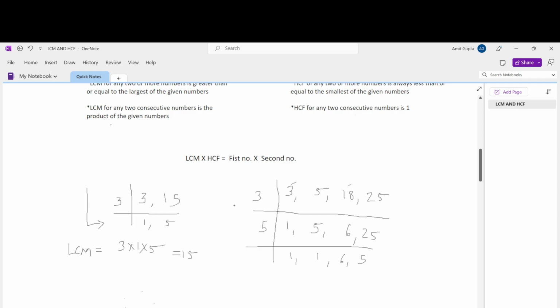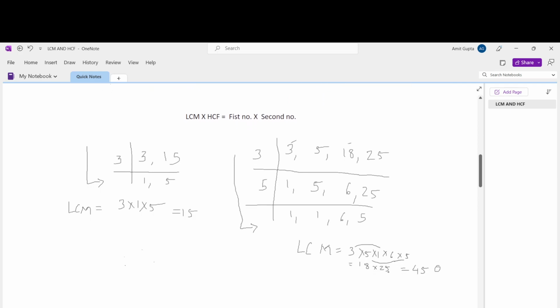So we move in this L manner and multiply all these numbers. So LCM will be 3 into 5 into 1 into 6 into 5. So it will be 3 sixes are 18 and 5 fives are 25. 18 into 25: 18 fives are 90, carry 9; 18 twos are 36 and 9 is 45. LCM for 3, 5, 18 and 25 will be 450.